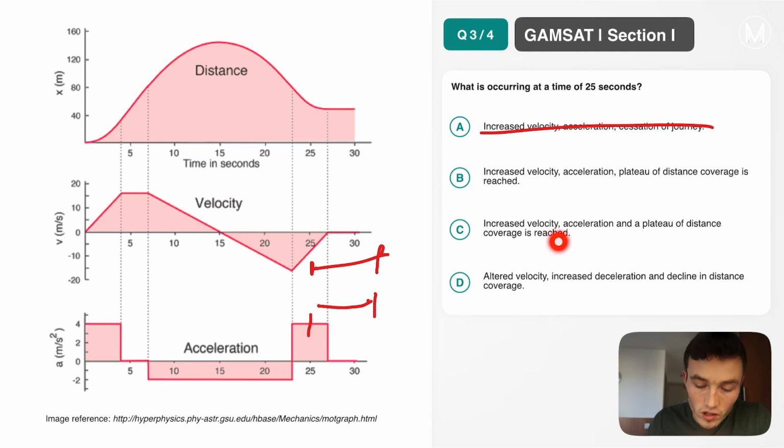So indeed, we finally know that a plateau of distance coverage is reached. That is true because we can see here we've reached a plateau. So we're happy enough that it's C.